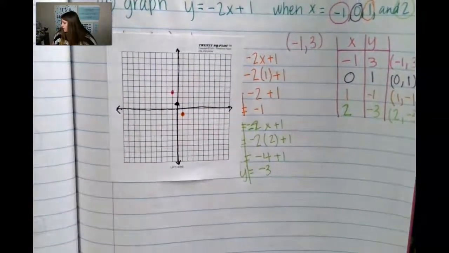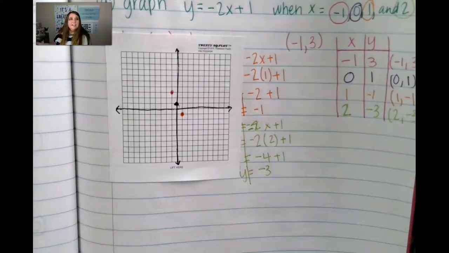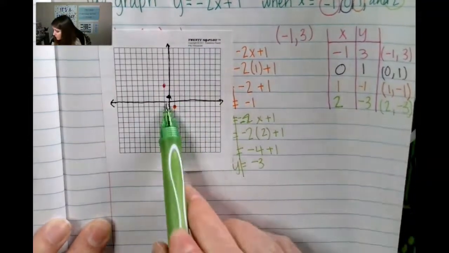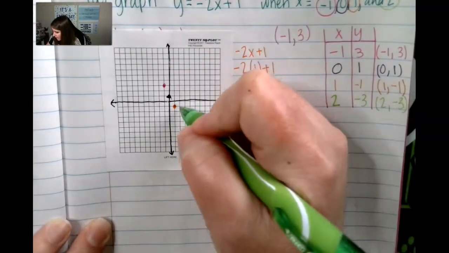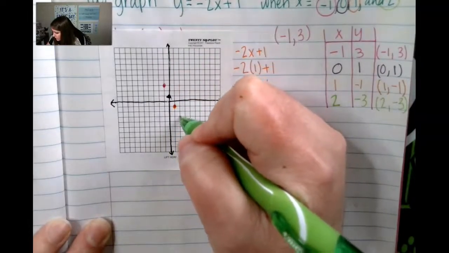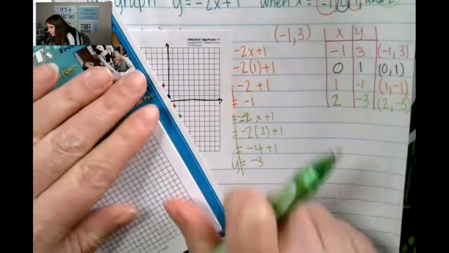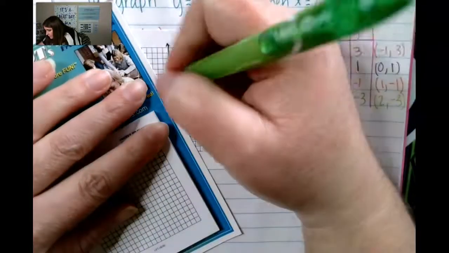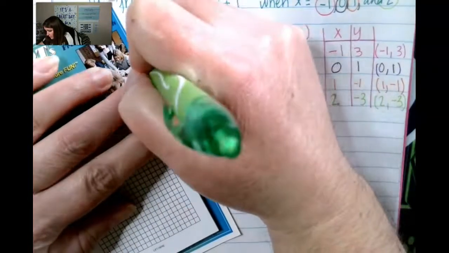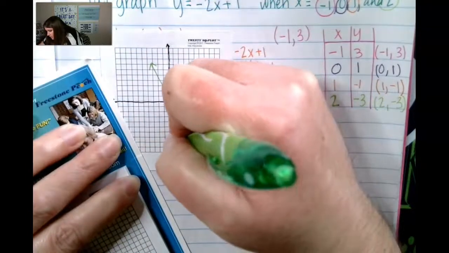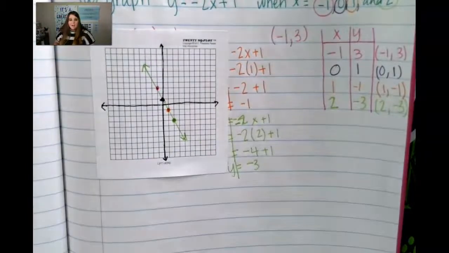And last but not least, we have 2, negative 3. So I'm going to go over to 2 and down 1, 2, and 3. I'm then going to connect. And I have my function all drawn out.